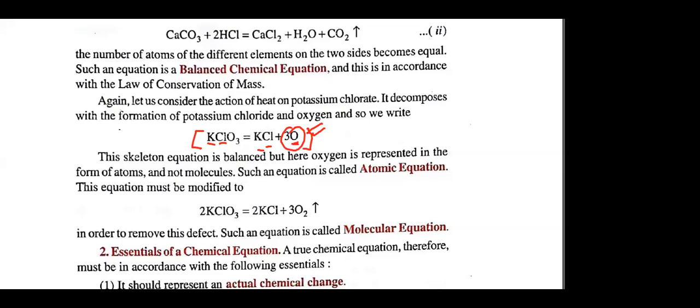Does oxygen exist alone? We have discussed this, right? Whenever you talk about oxygen, it exists as a gas. And what is the formula of oxygen gas? Tell me, everyone. O2, exactly. The formula of oxygen is O2. So this is wrong because oxygen does not exist as just O. Oxygen exists as O2.